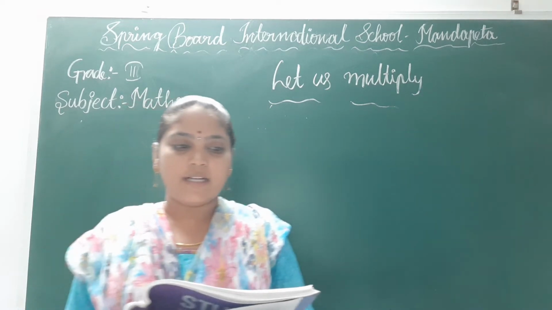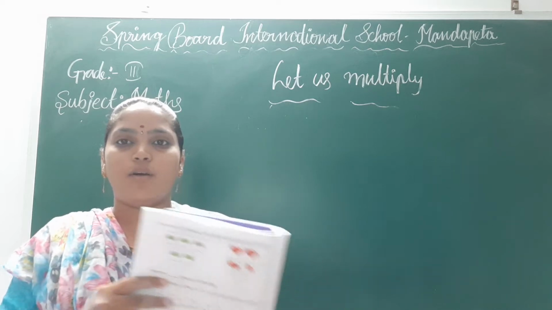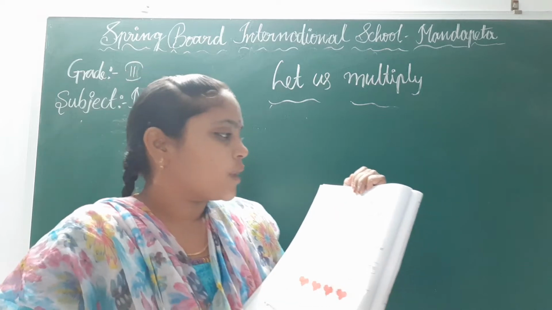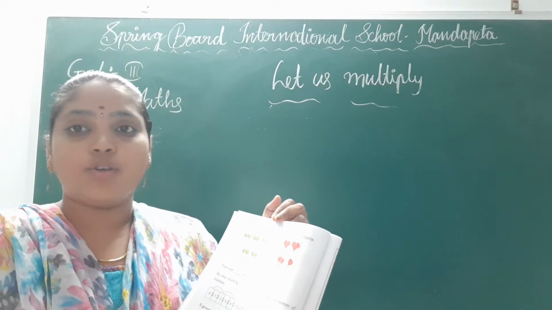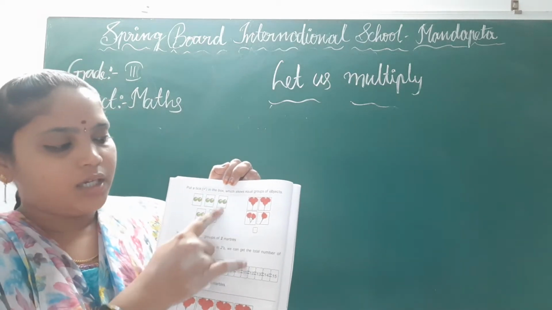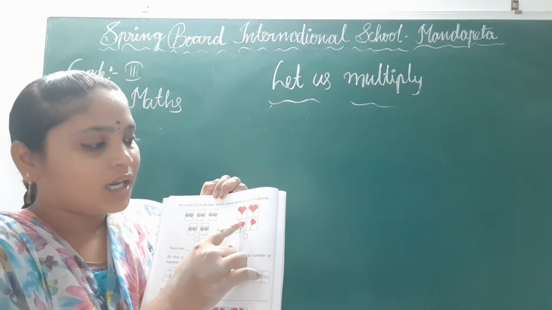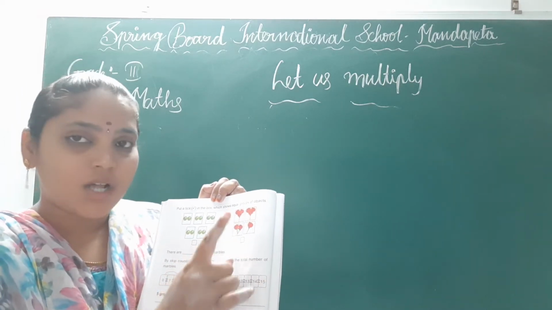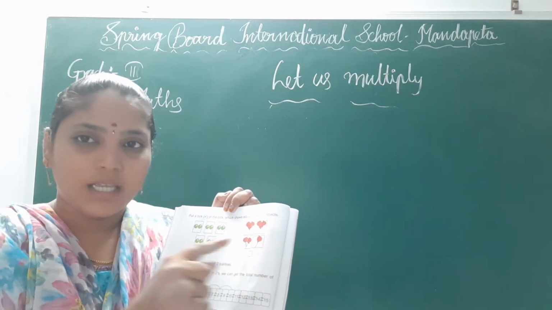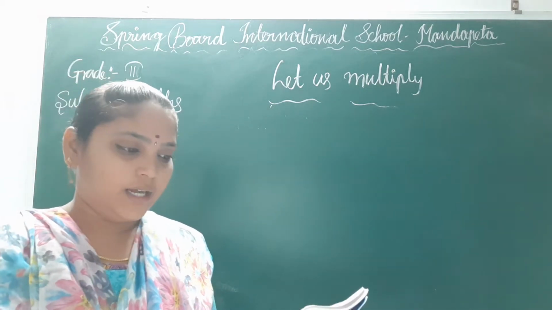Next, page number 70. Put a tick in the box which shows equal groups of objects. Here each group has 2 marbles, meaning same groups, equal groups. And here the first one has 3, the second one also has 3, but the third one has 2 and the fourth one has 1. Is it an equal group of objects, children? No. So you have to take the first one.